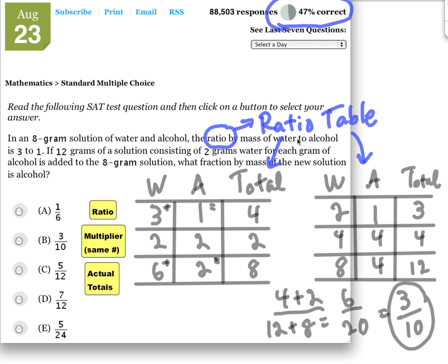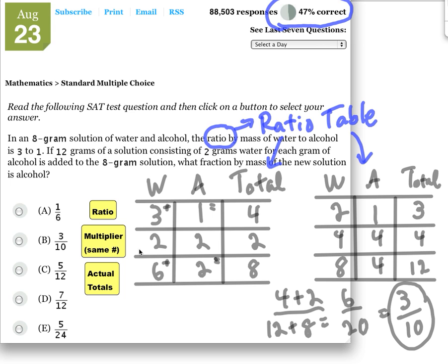The ratio by mass of water to alcohol is 3:1. So the first thing I do is I label my columns here. So I have water, alcohol, and then total, because the total of a ratio is very important. For example, a ratio of 3:1 does tell me that for every 3 parts water, there's 1 part alcohol, but it also tells me that for every 4 parts, 3 of them are water and one of them is alcohol, which is an important factor in the question. So anyway, water, alcohol, total: 3, 1, 4.